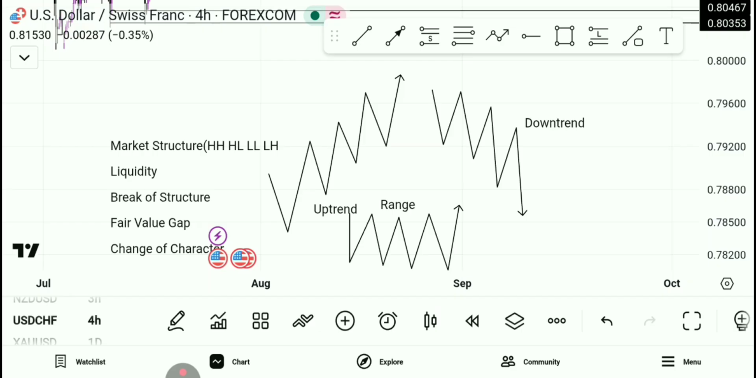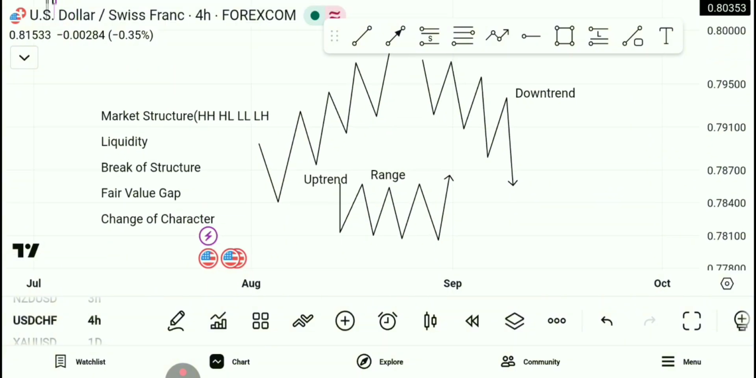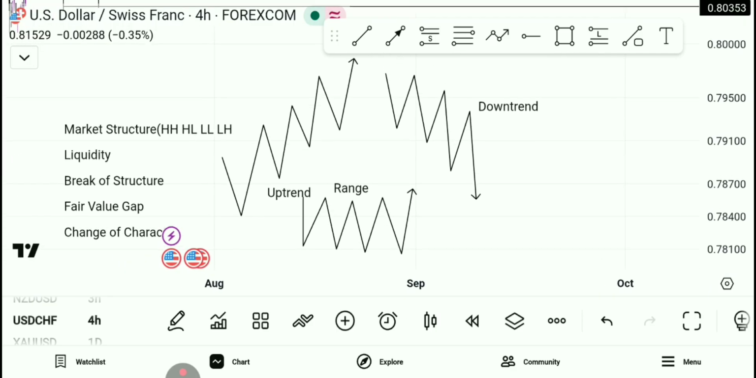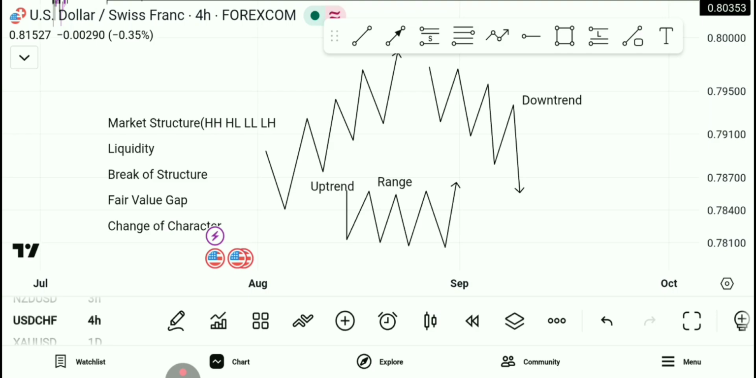I'll be teaching you how to trade as an SMC trader. So first, this video is about market structure, liquidity, breakout structure, fair value gap, and change of character. According to this video, you can see I'll be explaining the trends which I have input on the screen.